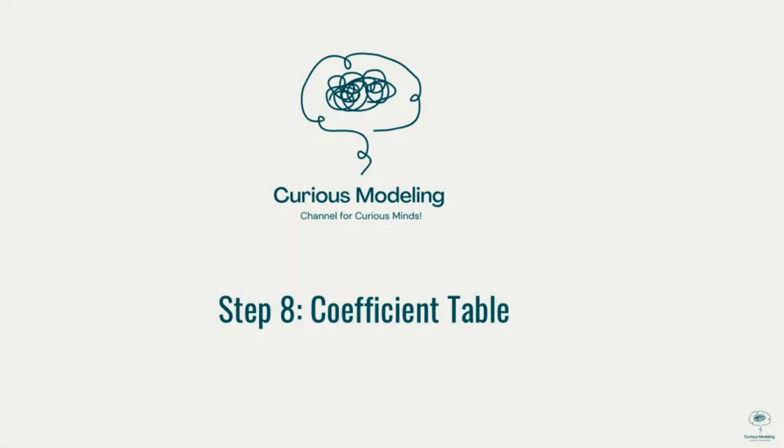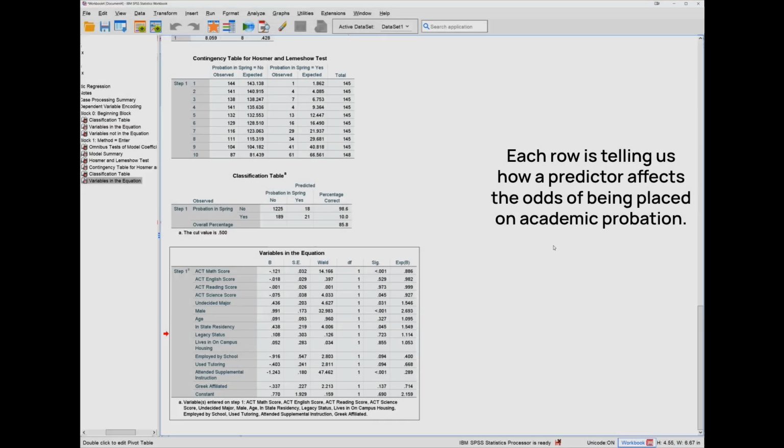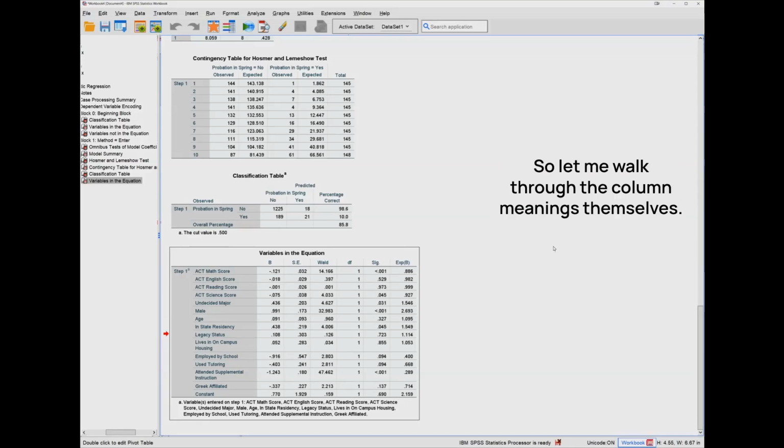So this is the variables in the equation table. Each row is telling us how a predictor affects the odds of being placed on academic probation. So let me walk through the column meanings themselves.